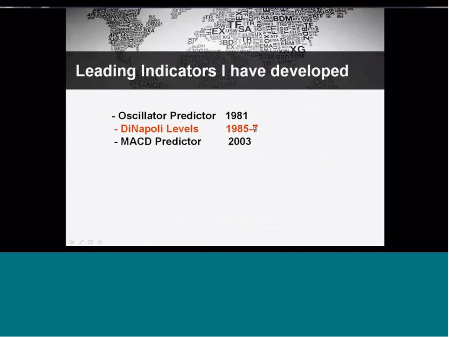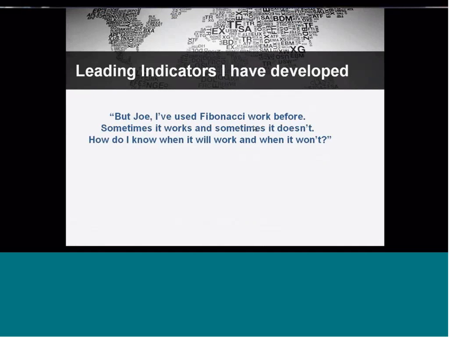All right, in 1985 to 1987, I developed a study called DiNapoli Levels. DiNapoli Levels is a subset of Fibonacci work. Now, many of you would have the following comment. How do I know? Because I've been teaching this stuff since about 1986, 1987. And the comment that I get is, hey, Joe, I've used Fibonacci work before. Sometimes it works, sometimes it doesn't. How do I know when it works, and how do I know when it won't work?